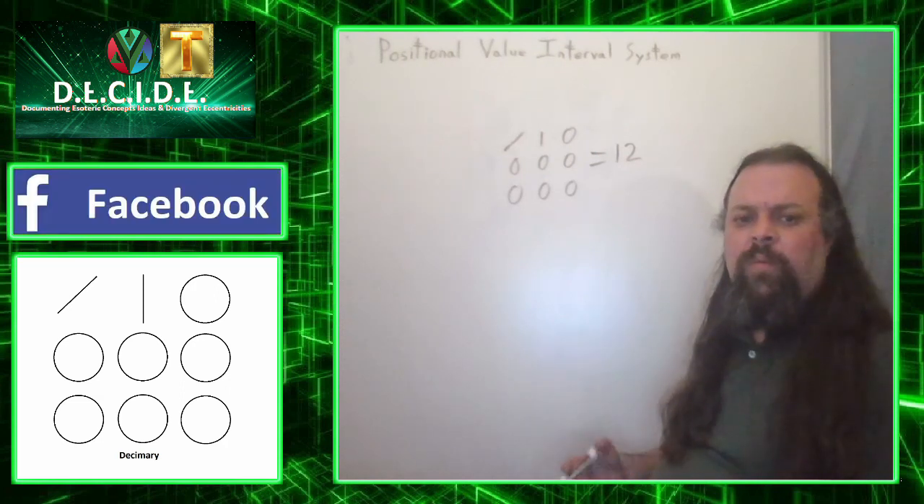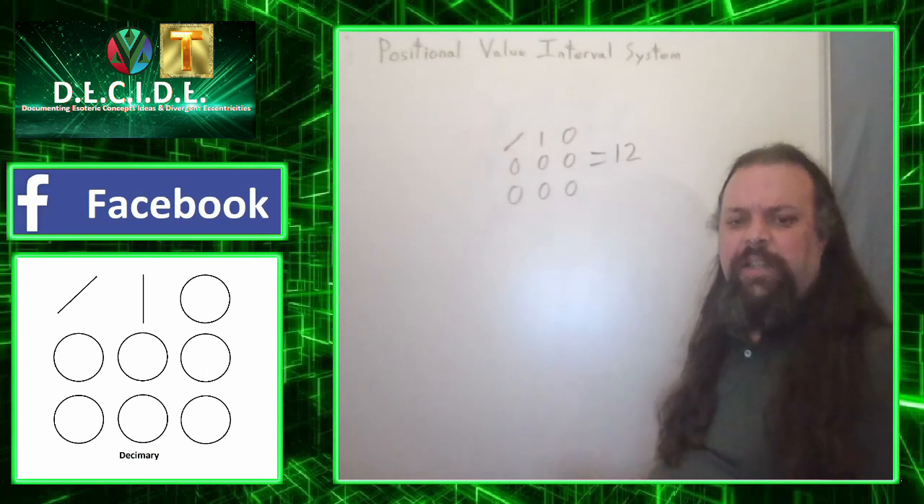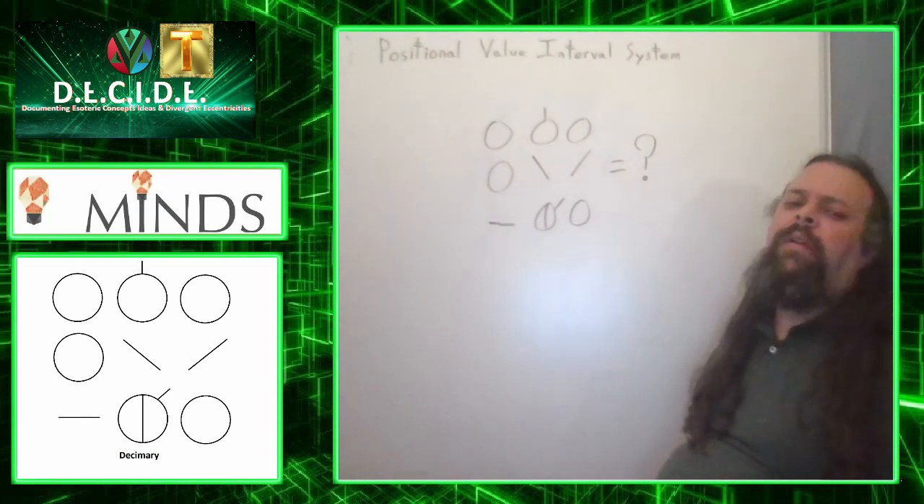Okay, so what if I give you a random PVI number? Let's start easy. Can you tell what the number is? How about a little help?